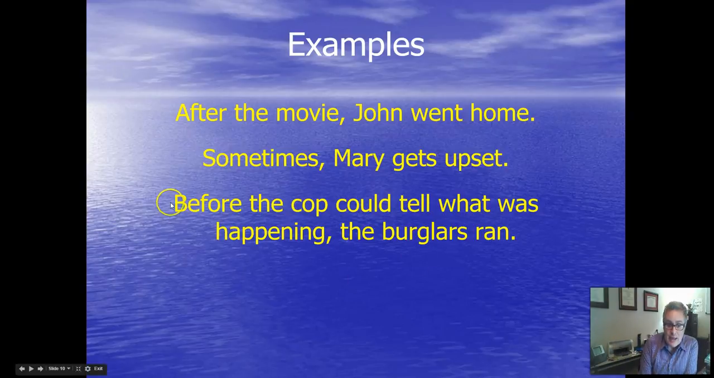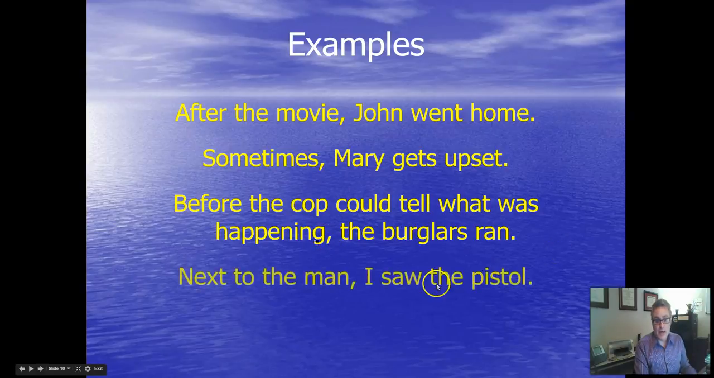Also notice that if I get rid of this completely, I still know what happened. The burglars ran. I don't know exactly when it took place, but I still have my subject, the burglars, and I know what they did. They ran. So I have all of those elements in place, therefore I have to put the comma after that.